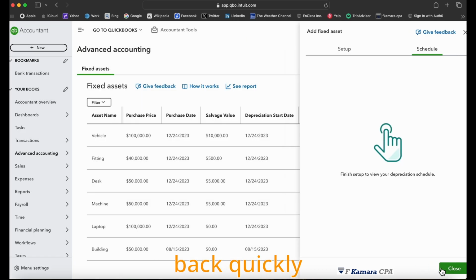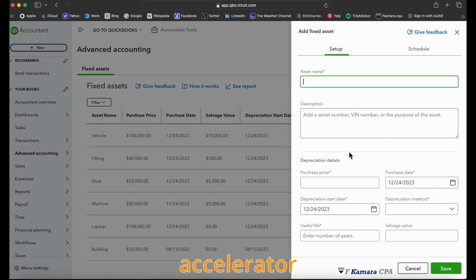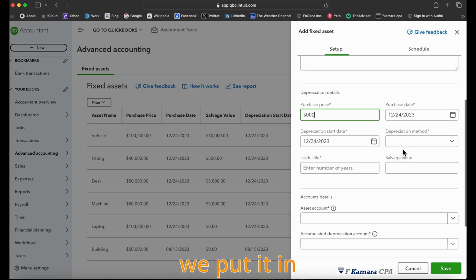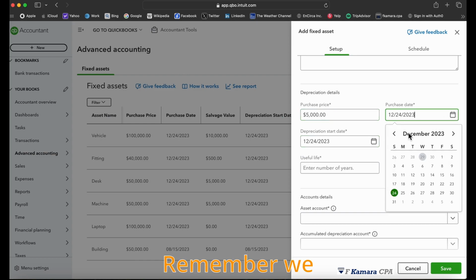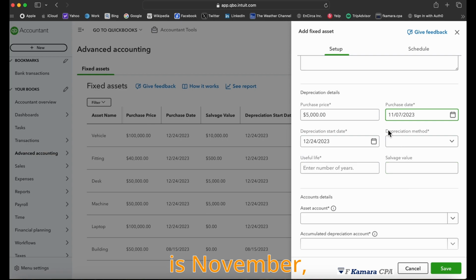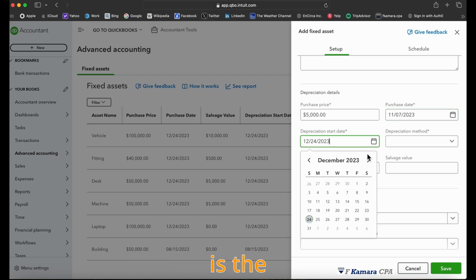So if we go back quickly and enter the accelerated method, let's say this is a computer. So we can say the purchase price is 5 grand, and the date we put it in service. Let's just select the purchase date in this case. Remember, we can update. The reason why I just default to this date is because I just wanted to make it easy. You can put a back date, let's say the purchase date is November 7, then we can say the day we start depreciation is the same date.